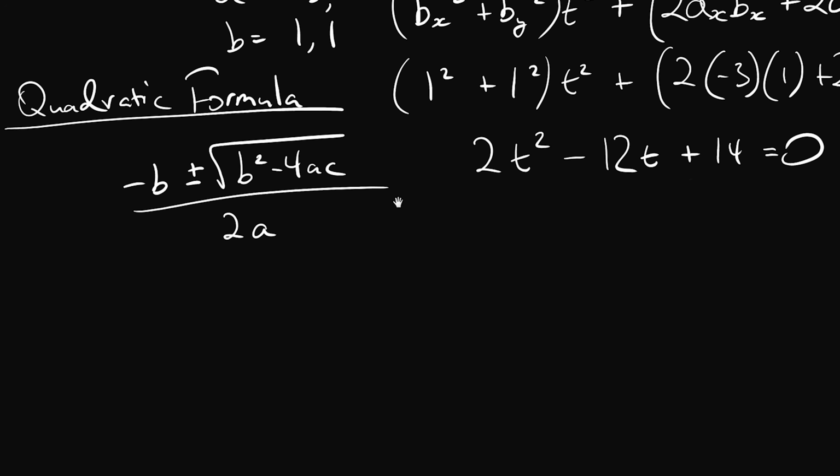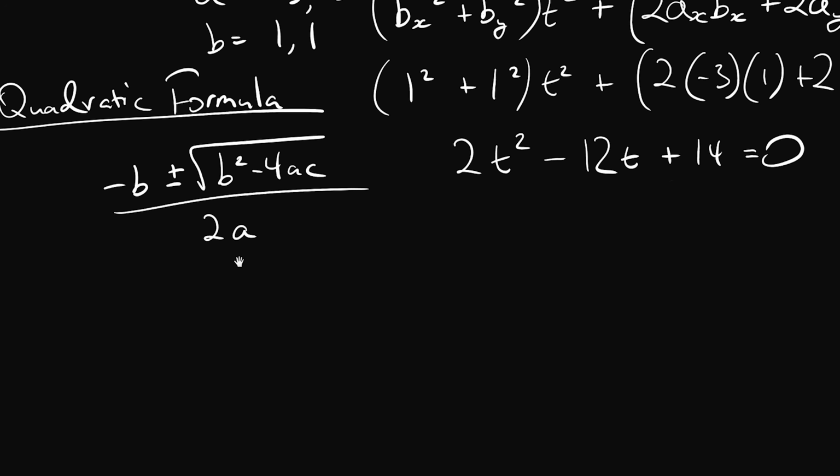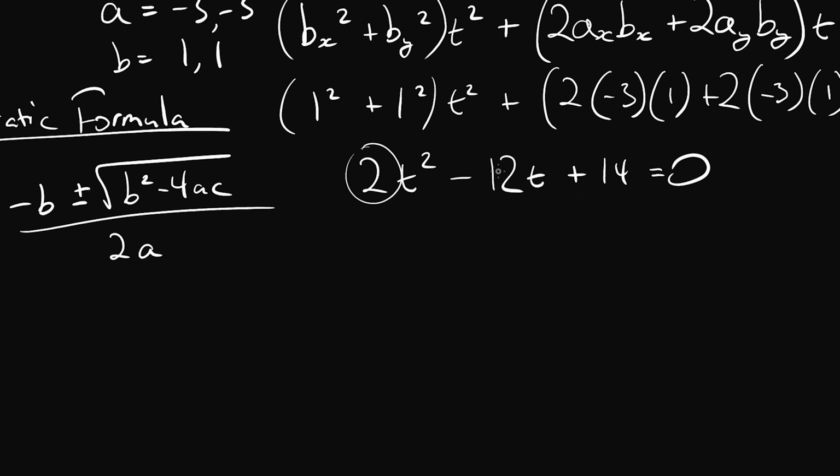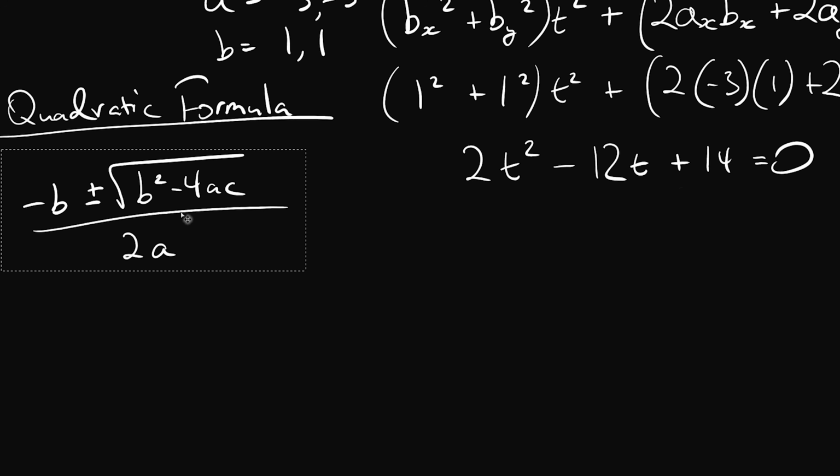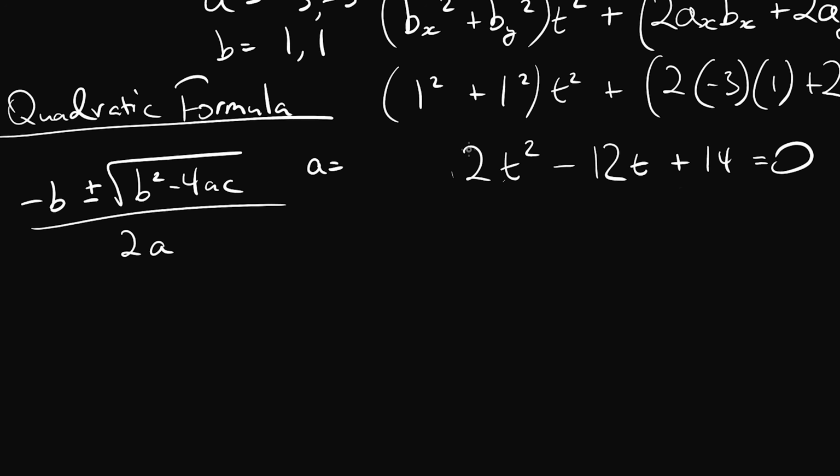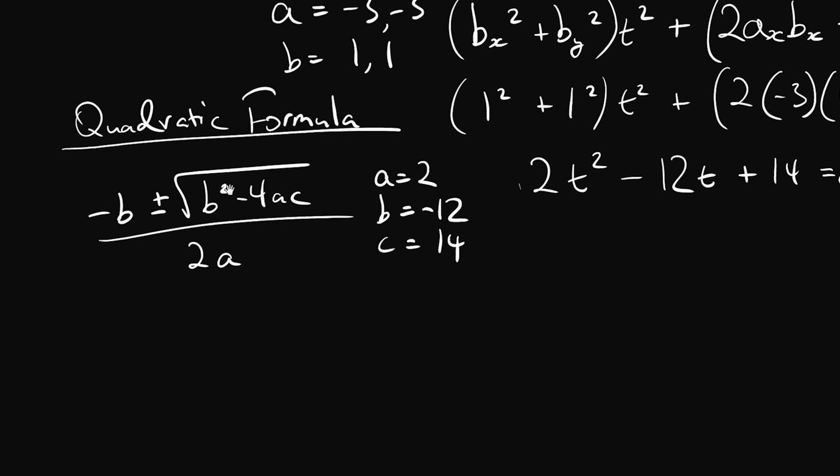And we're about to use this. So what is b, what is a, and what is c? Well, they are the coefficients to our quadratic equation here. Just going to move this over here. So a is going to be 2, b is going to be minus 12, and c is going to be 14. And so now you can see we can just plug in these values.